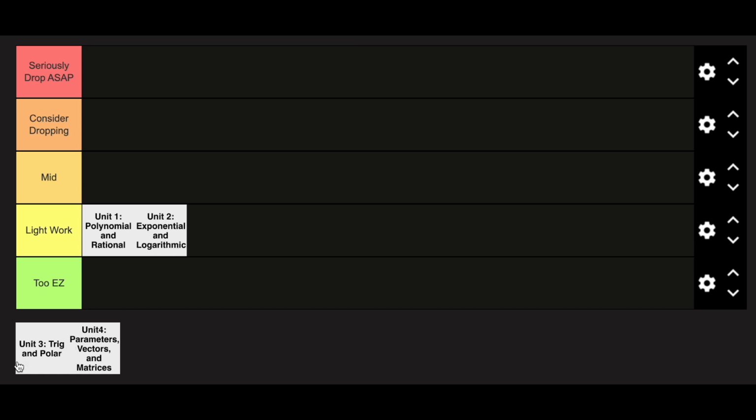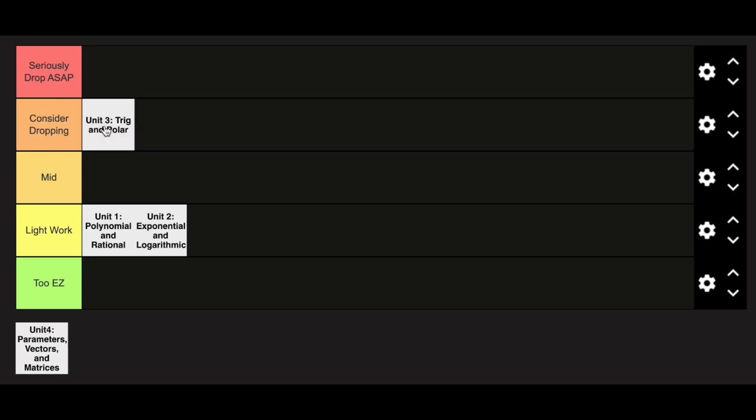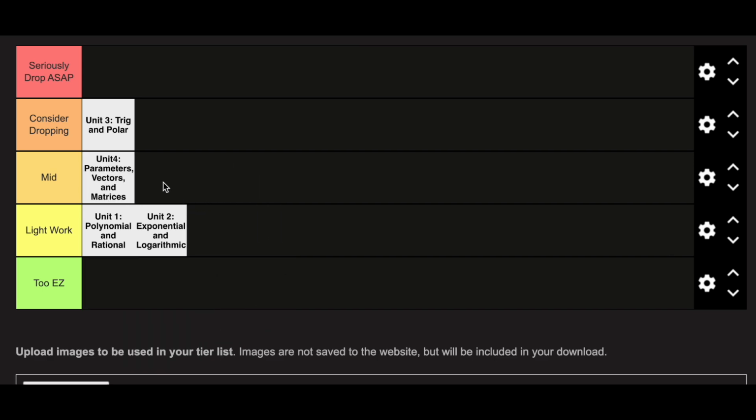Unit 3 is by far the hardest unit of AP Precalc, and I'm going to put that in the consider dropping category. Polars is pretty much a brand new concept, and with trig there's just a lot more to introduce than what you learned in geometry. And finally, Unit 4, parametrics, vectors, and matrices, I'm going to put in the mid category. It's definitely easier than the trig and polar unit. However, there is still some new content, so it's harder than Unit 1 and Unit 2.